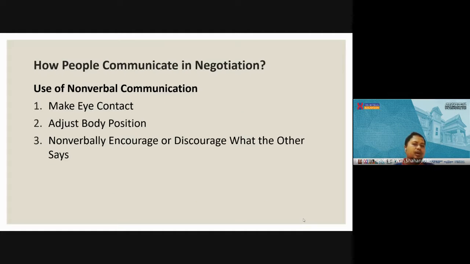And then the use of non-verbal communication. A lot of the time you will make eye contact and adjust your body position, and sometimes you will be non-verbally encouraging or discouraging what the other party says. For example, you are using tonal language, such as "Yes," "Oh, I see," "Oh, what?" or "That surprised me." Those tonal cues will also tell the other party whether you are encouraging or discouraging their offer.